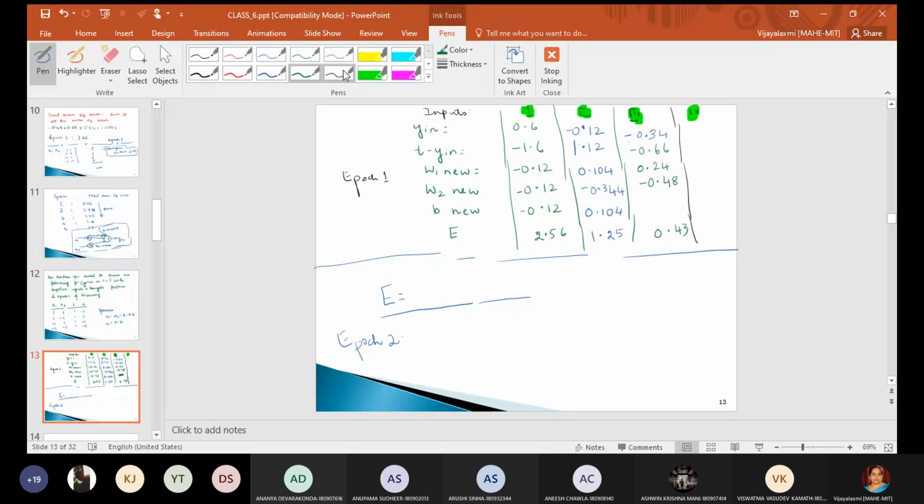For the last input, this is what I have got: 0.21, minus 1.2, 0.48, minus 0.23, and in this the error I have got is 1.47. So the total error, when you have added all these, 2.56, 1.25, 0.43, and this one, I have got 5.7.